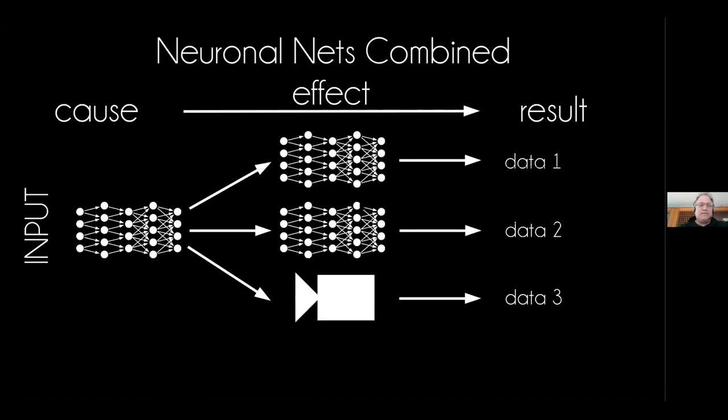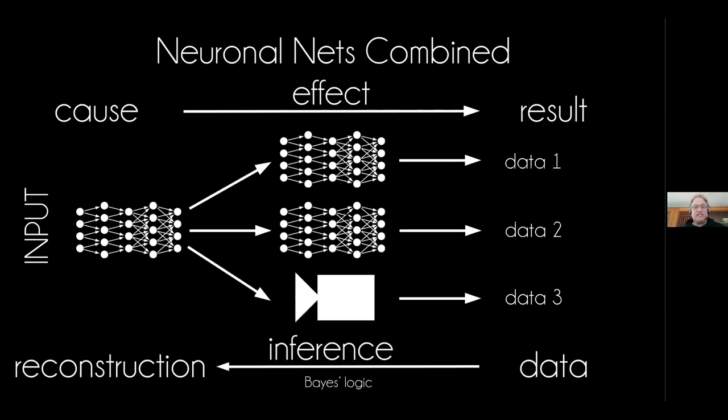Bayesian hierarchical models. And what you have to do with such a model is, okay, now assume you have data, can you go back to the inputs? Can you do the inference trick via Bayesian logic? And using this metric Gaussian variational inference method or other methods, actually it is possible.